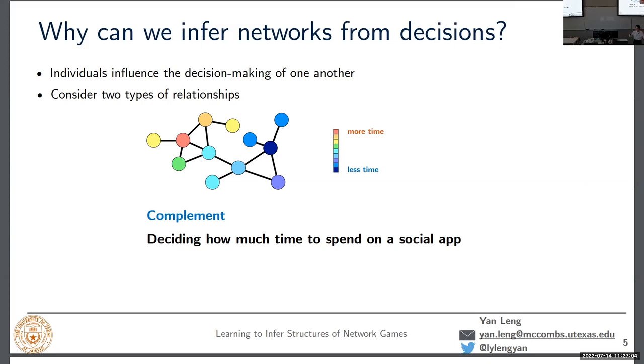Now you can think about these two types of broadly encompassing relationships. The first one we call complement. An example of that: think about high school kids deciding how much time they want to spend on Snapchat. The more time their friends spend on Snapchat, the more utility they gain by spending time on the platform to engage with their friends. So as an outcome, if some individuals spend more time on the social app, their neighbors will spend more time on the social app as well.